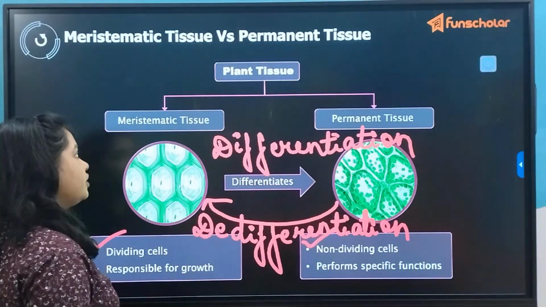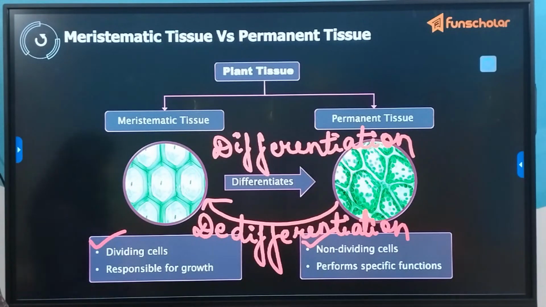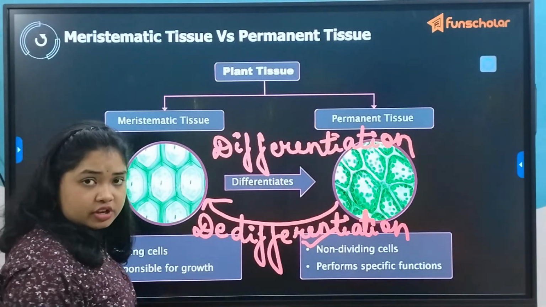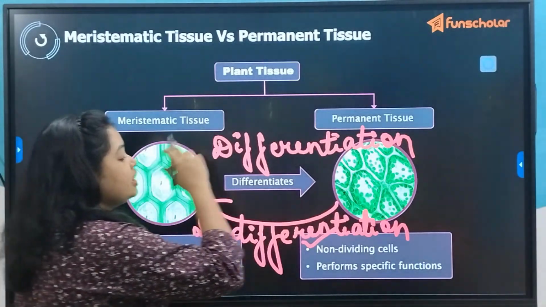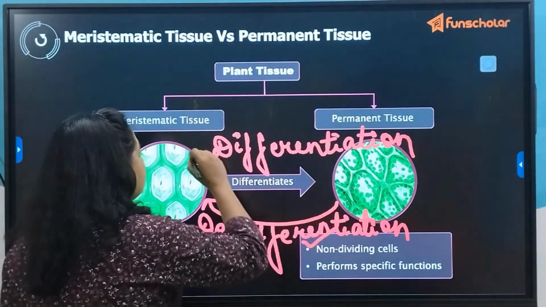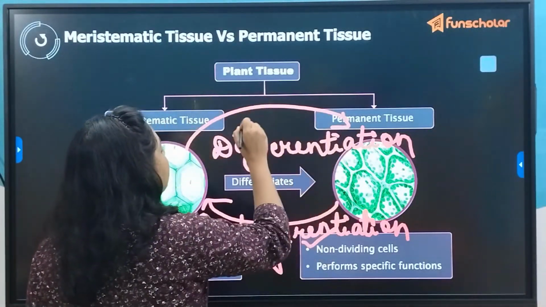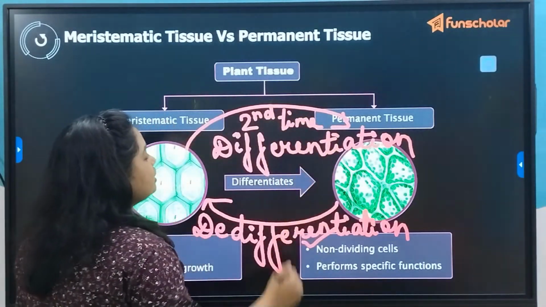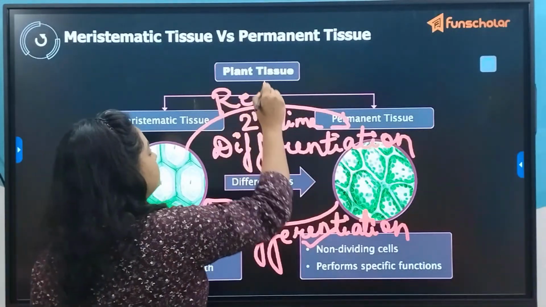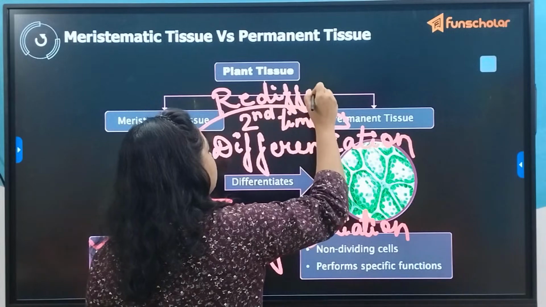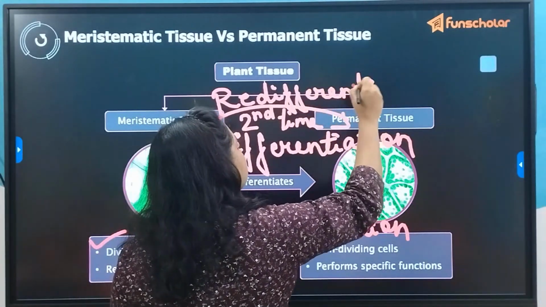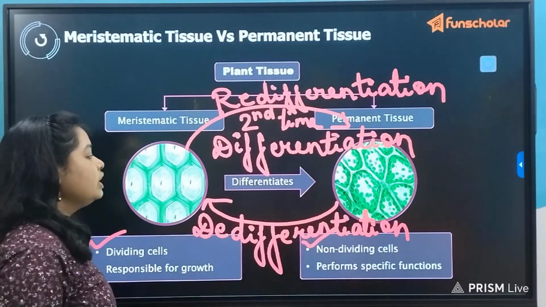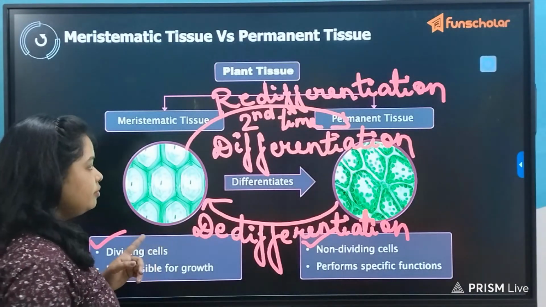And when there is the need to divide, and after performing that cell division function, they can again be differentiated into permanent tissue. When, for the second time, they get differentiated into permanent tissues, it is known as redifferentiation.